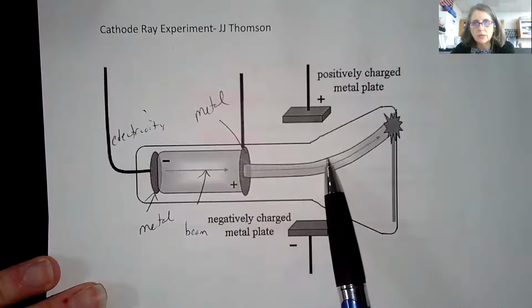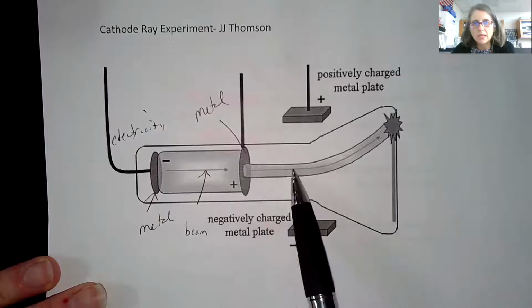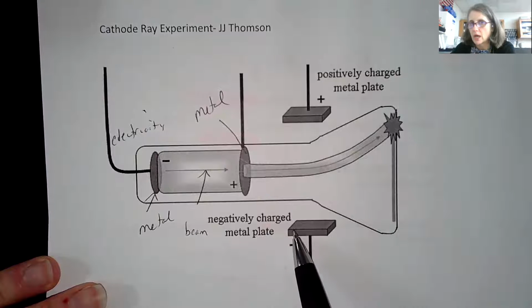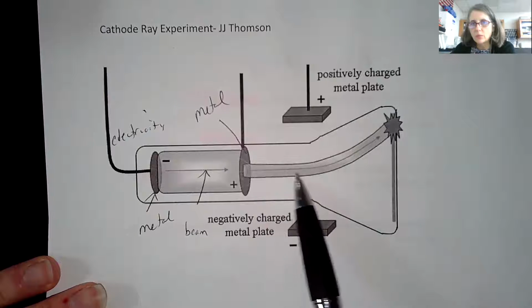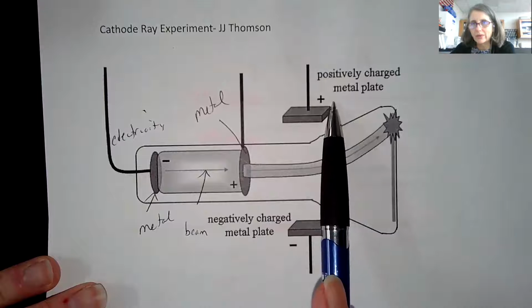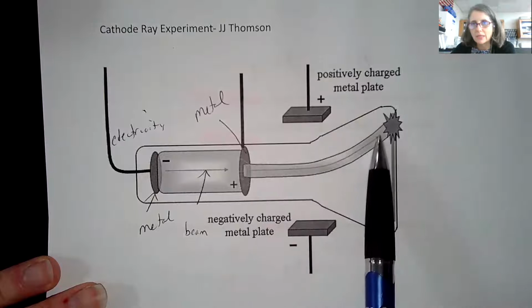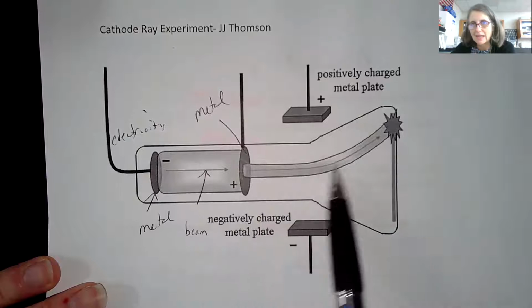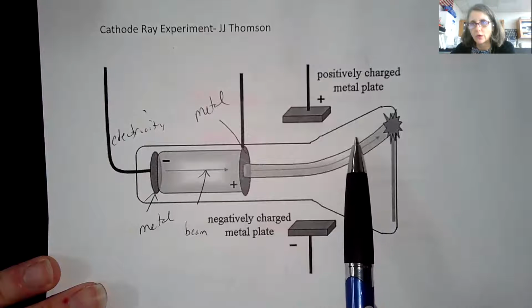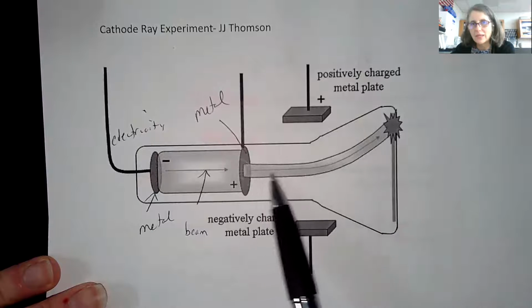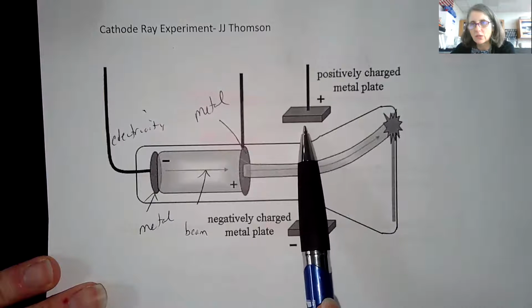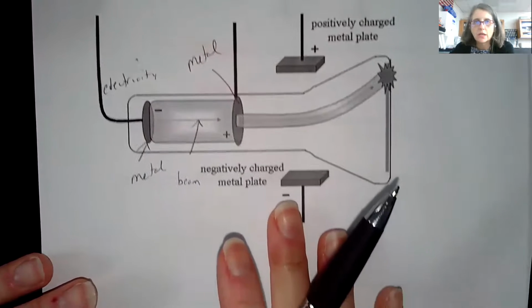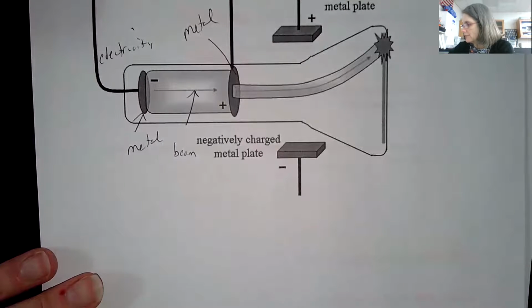So what Thomson noticed was once he created this beam, if he put metal plates with positive and negative charges close to the beam, it would always deflect towards the positive metal plate every time he did this experiment. Even if he changed the metals here, he saw the same behavior over and over again. So he said there had to be something in this beam that was attracted to a positive. And of course, they understood that negatives and positives attract each other. So that was what they went off of.